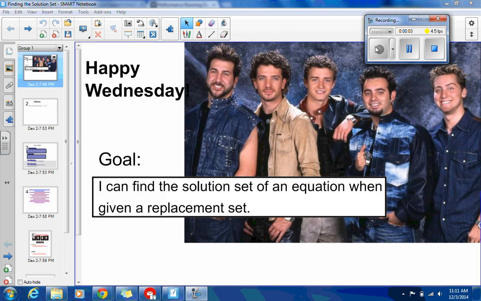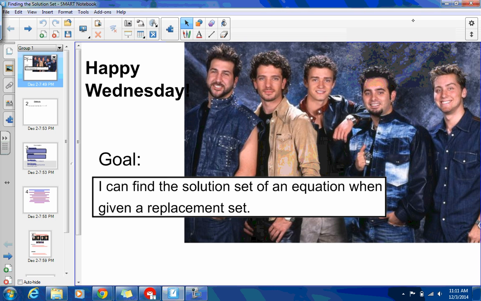Well, hello there. Here's a quick video on finding a solution set for an equation when you're given a replacement set. So really, you're just seeing which values. What we're going to do is find which ordered pairs fit in an equation, which ones don't. So that's our goal. Find a solution set. I can find a solution set of an equation when given a replacement set.